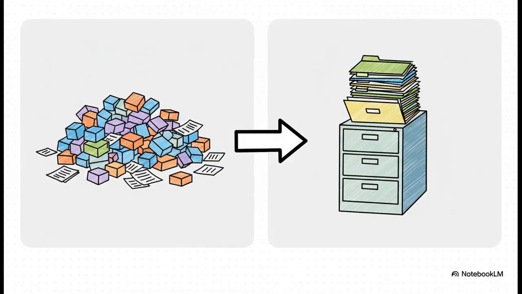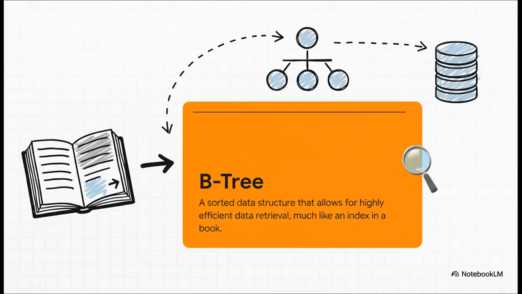The secret, the real trick, is that we're changing the entire data structure. We're going from that messy, unordered pile, that heap, to a highly organized, beautifully sorted structure called a B-tree. It's like going from a chaotic pile of papers on your desk to a perfectly organized filing cabinet. The B-tree works almost exactly like the index at the back of a textbook. You don't read the whole book to find a topic, right? No way. You flip to the index, you find the topic, you get the page number, and you jump directly there.